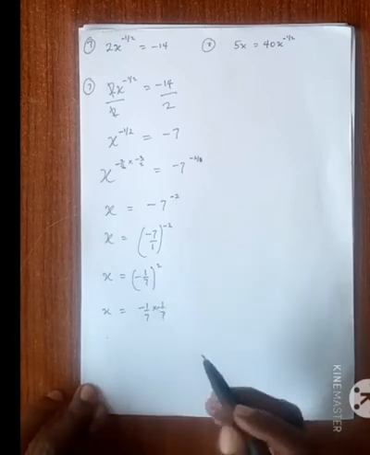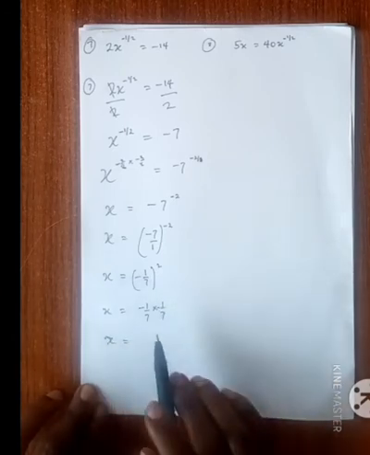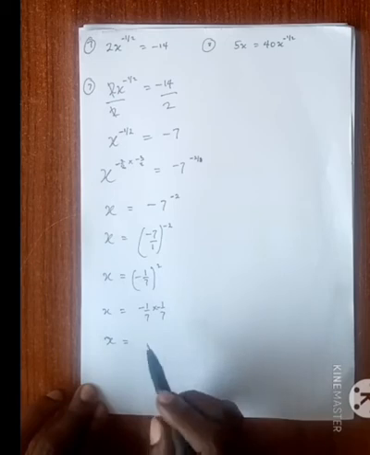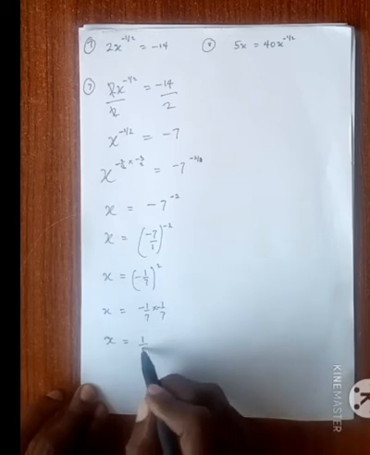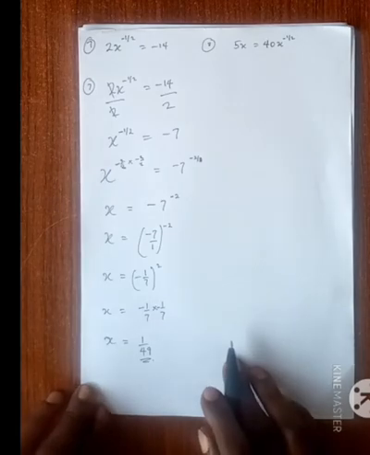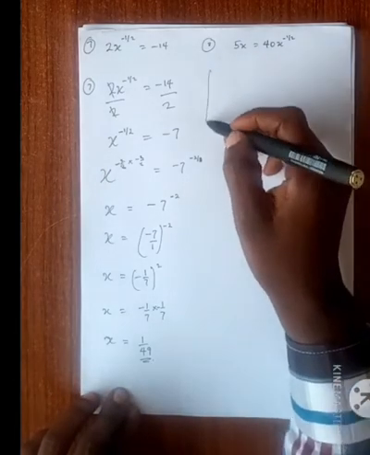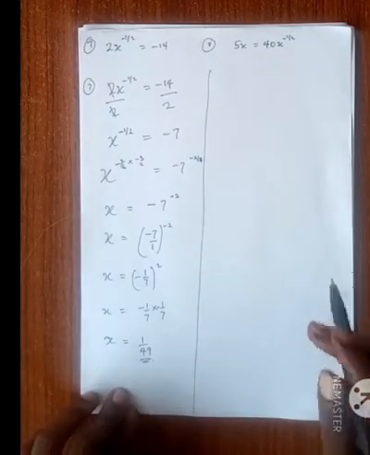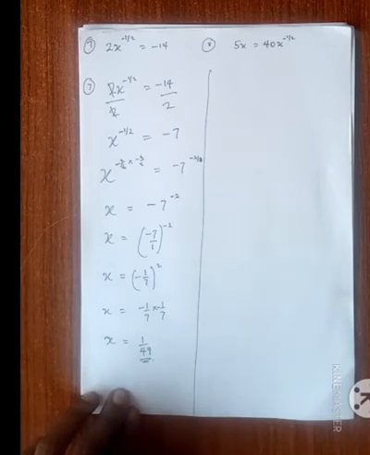Minus 1 over 7 times minus 1 over 7. So automatically, minus times minus there is plus. 1 times 1 is 1, 7 times 7 is 49. So result to solving our question 7 is what? 1 over 49.